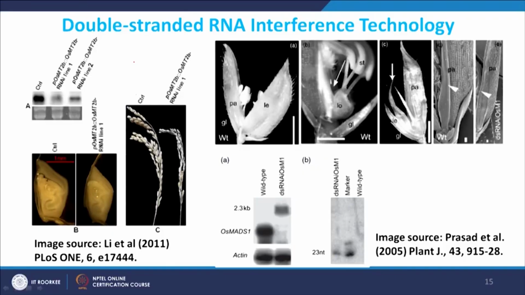There are plenty of examples where RNA interference has been used to down regulate genes. Some of them I will show here. So, if you look here, two of the genes have been down regulated by an RNA interference based approach.